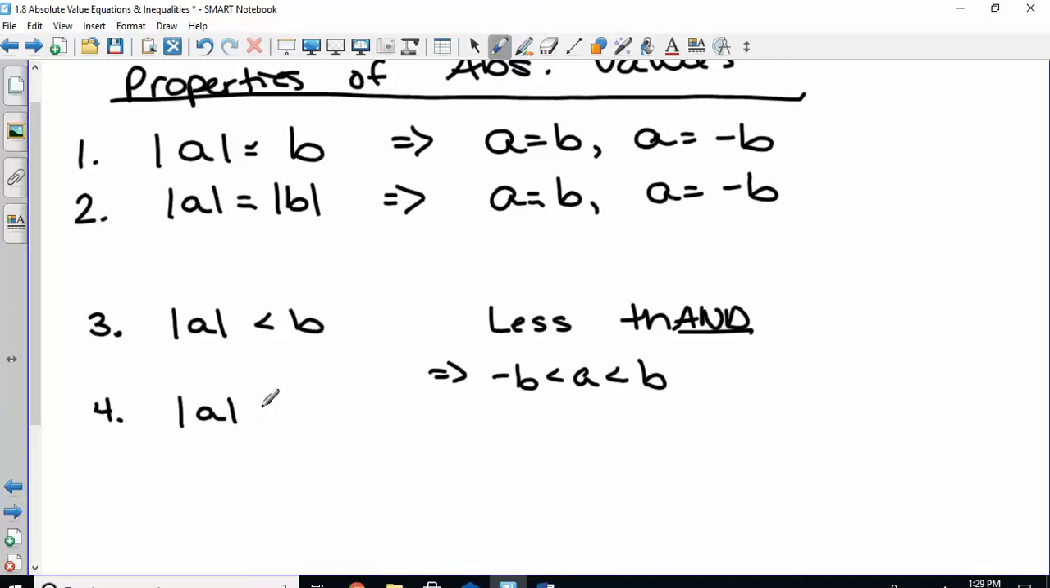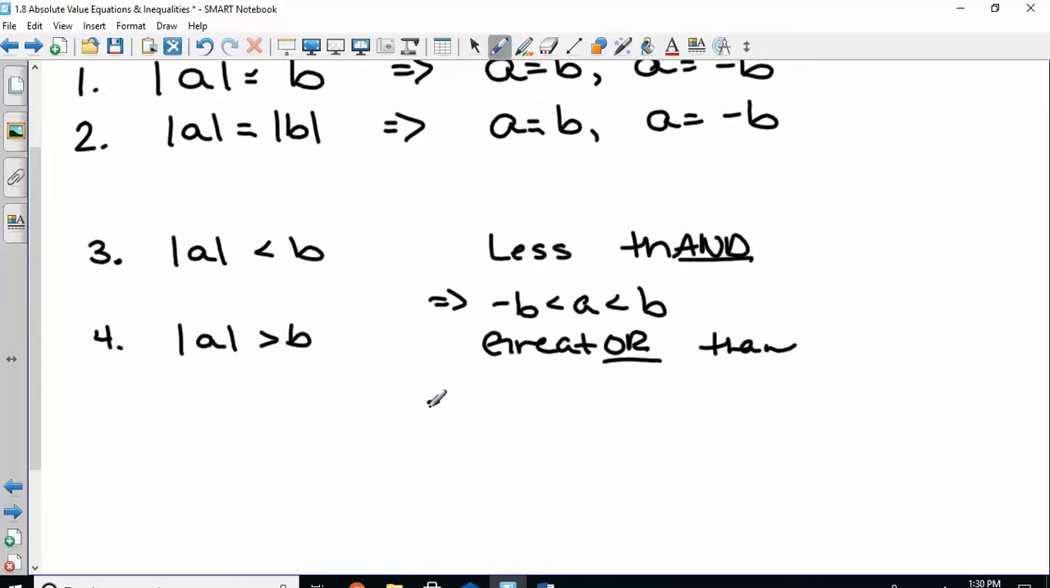The last option is greater than. I think she used to say greater than as kind of your trick to help you remember. That's like an or statement. So what that means is either this piece is true, A is greater than B, or for the negative one you have to flip the inequality. A is less than negative B.